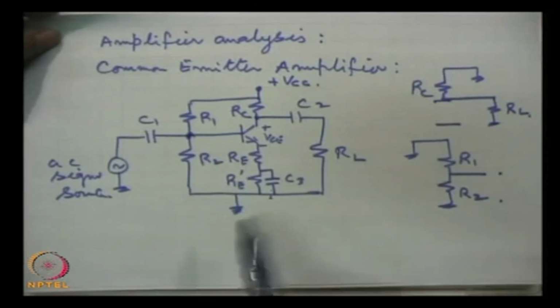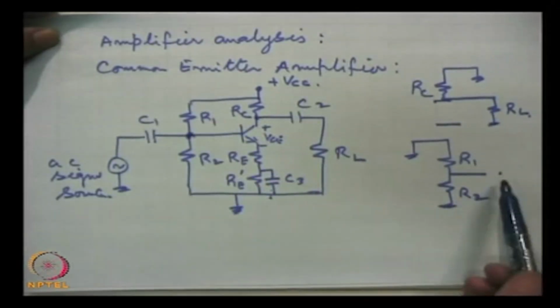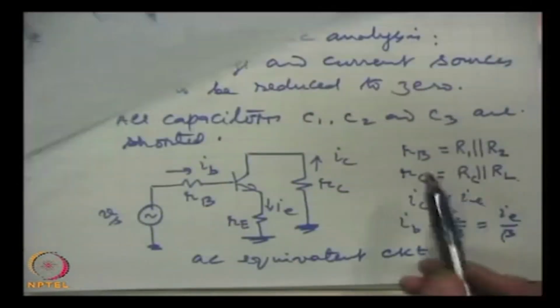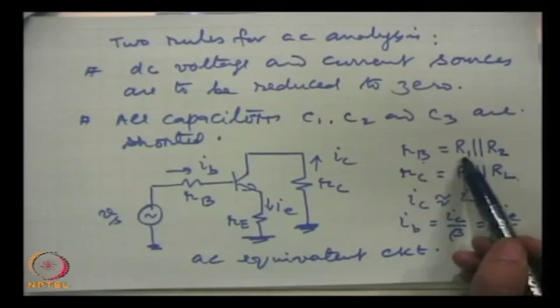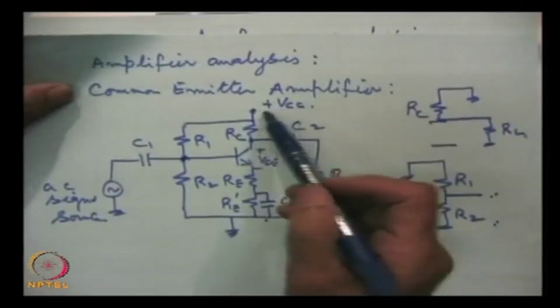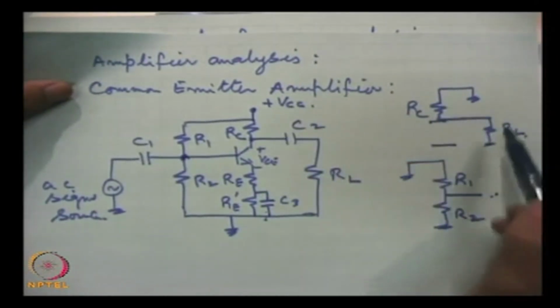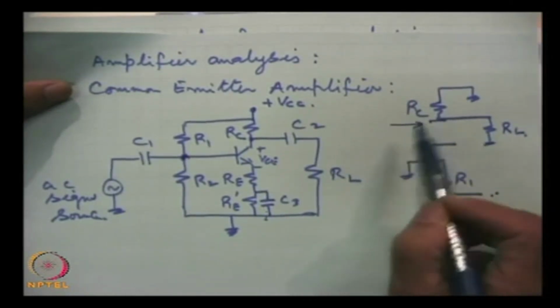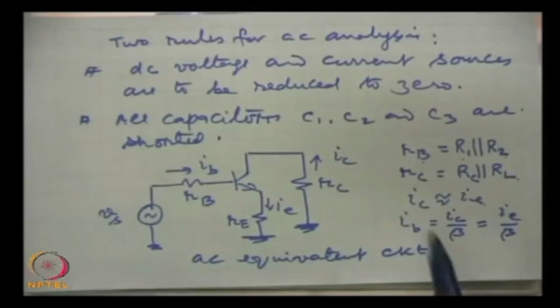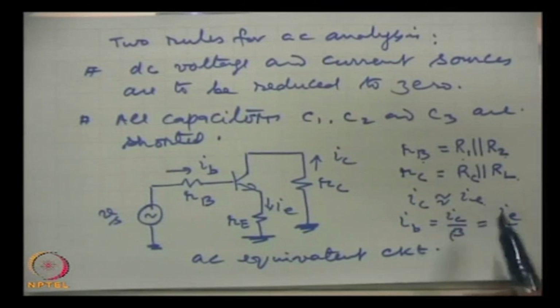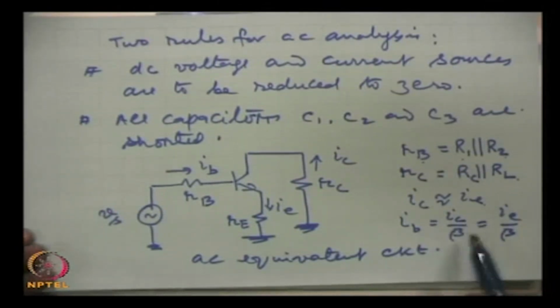When we do that, then as I have shown here, if this is grounded, if we complete the circuit at the input, then between the base and ground the impedance is RB, which is the parallel combination of R1 and R2. Similarly, on the collector side, when the battery is grounded, then RC and RL, as seen by the collector, are in parallel, and hence RC is this, and this of course we have often talked about. And IB as you know is IC by beta, which is the same as IE by beta.